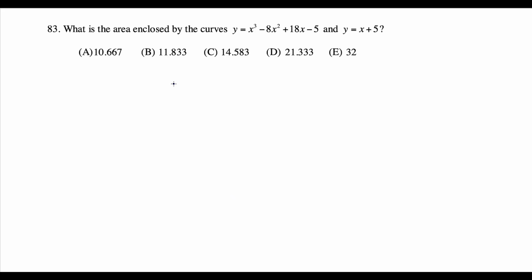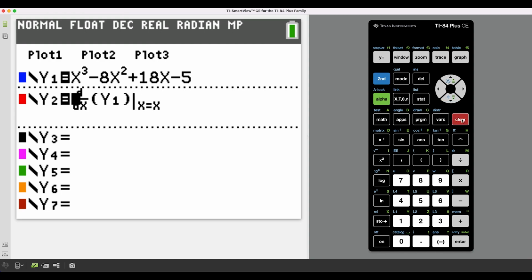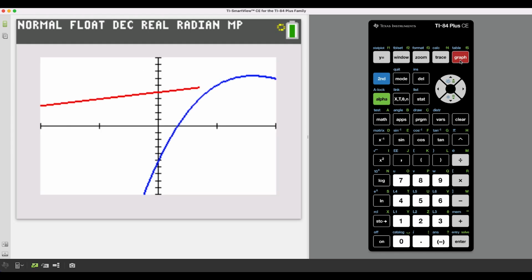Now, question 83 is a nice question because we could do all of it in the calculator. Now, the first thing I would do is type both functions in the y equals section. So we have x to the third, and after this we have minus 8x squared, and then we've got plus 18x minus 5. So this is a lot to type in, but then after this we've got x plus 5 is our second equation. And for this question here, we want to find the area between the curves.